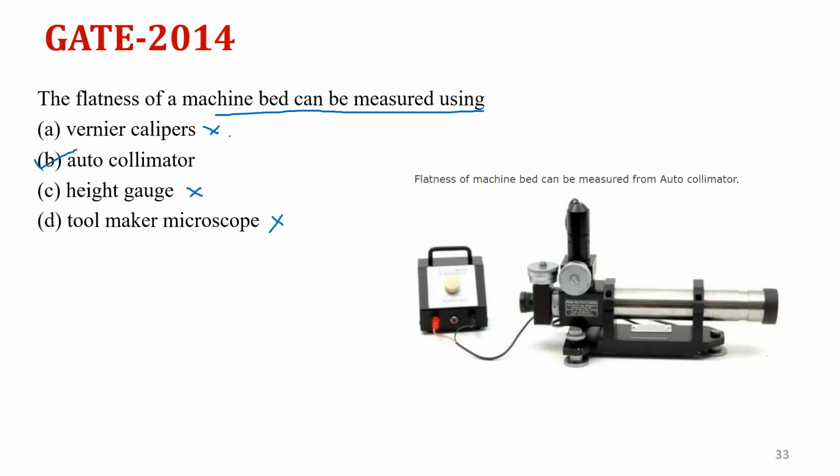Vernier calipers are used for measuring length, width, thickness or depth. Height gauge is used for measuring heights. Toolmaker's microscope is for measuring tools and screw threads. Auto collimator is only used for measuring the flatness of the machine bed.